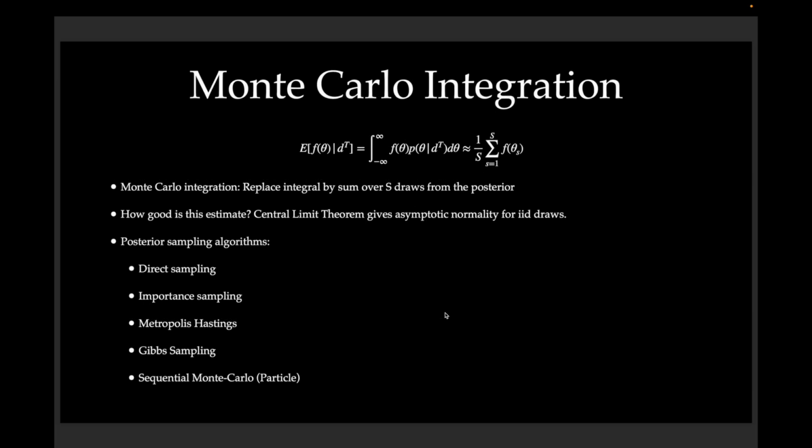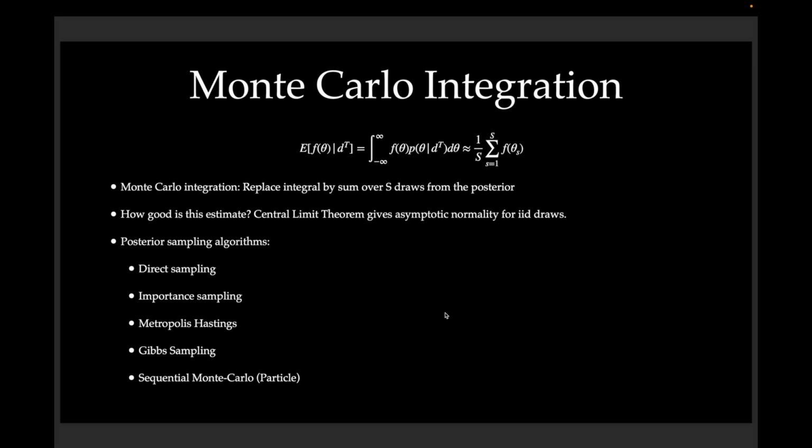Okay, so of course this is just an estimate. How good is this estimate? Well, the law of large numbers tells you that it will converge to the true value, and the central limit theorem gives you asymptotic normality if you have IID draws. But you need to get those draws first. So how do we get those theta 1, theta 2, theta 3, those 1,000,000 draws?